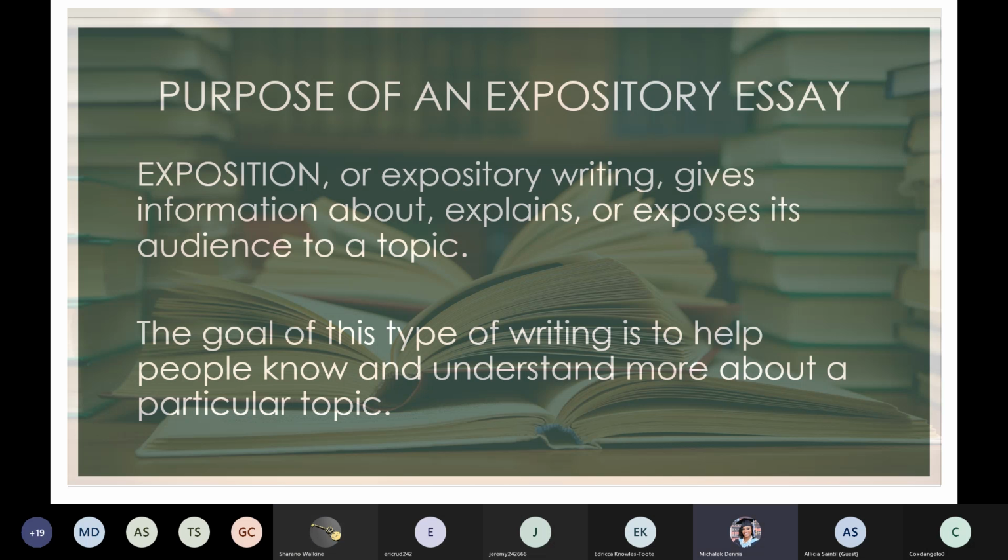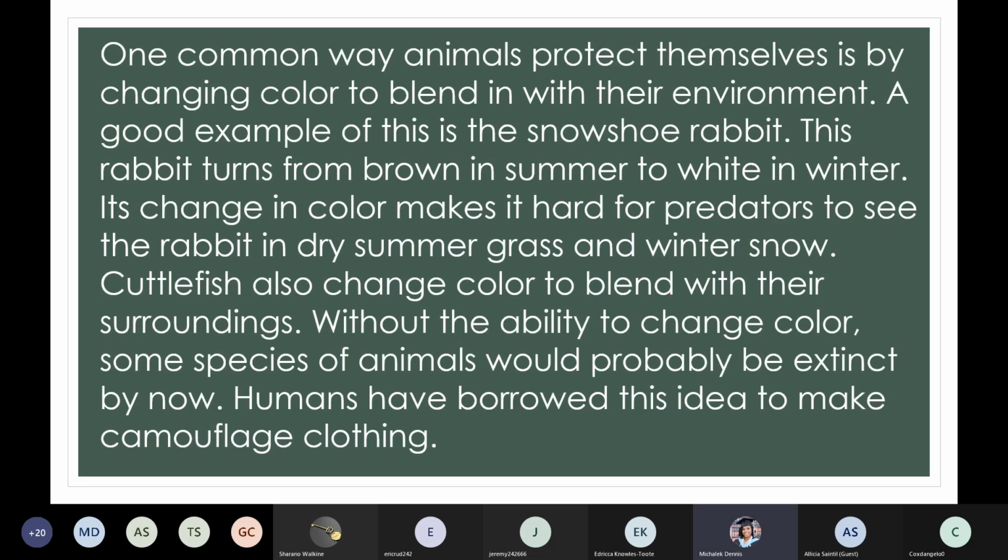Now, what was our third paragraph about? Remember, my introduction was the first. Our first supporting paragraph was the second. What was the third one about? Could you recall what the third one was about?